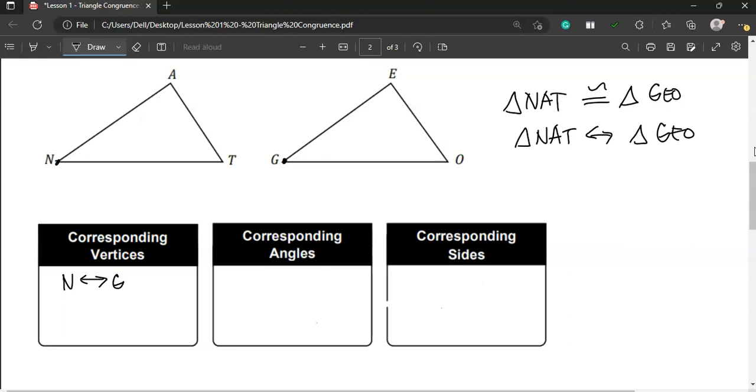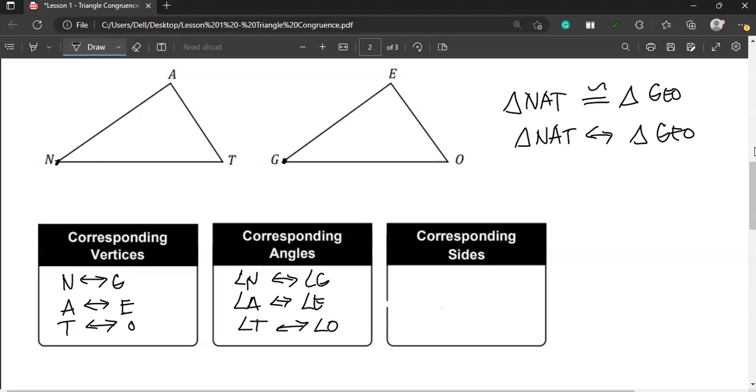Next, we have A corresponds to point E. And we have point T corresponds to point O. Next, we have the corresponding angles. We have angle N corresponds to angle G. Angle A corresponds to angle E. And finally, angle T corresponds to angle O.